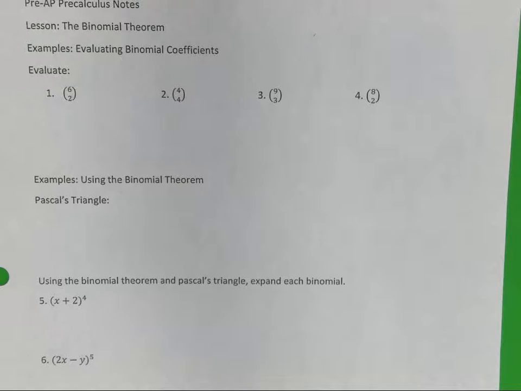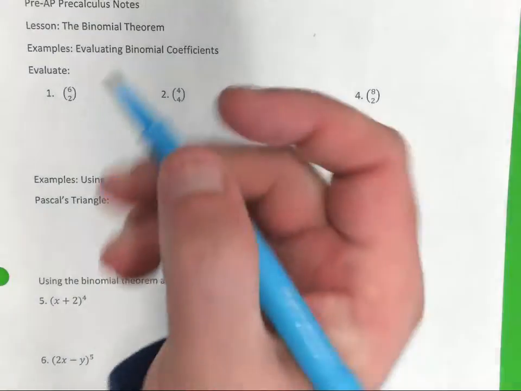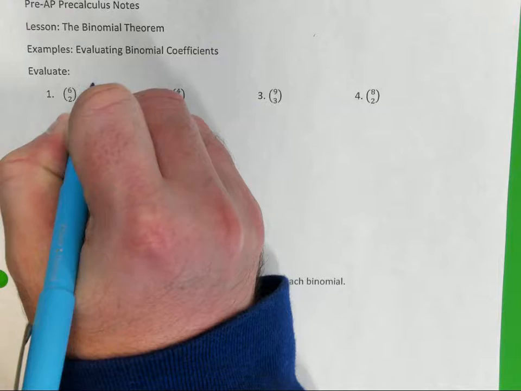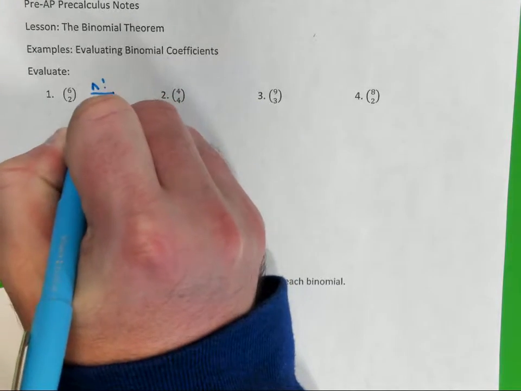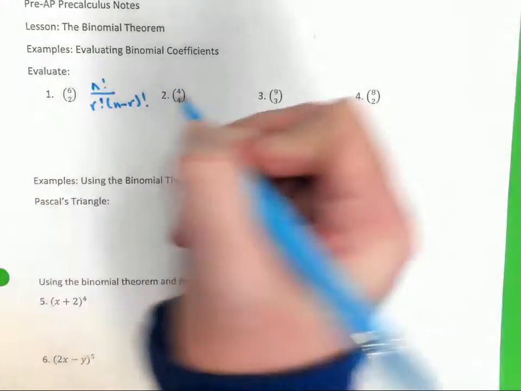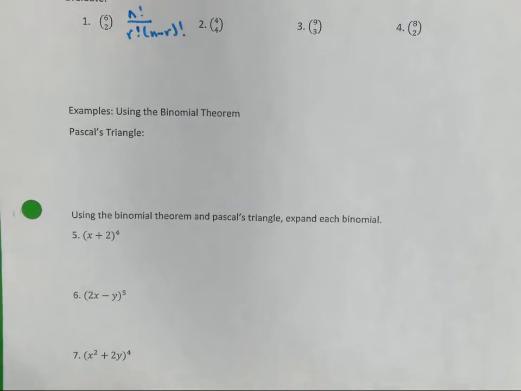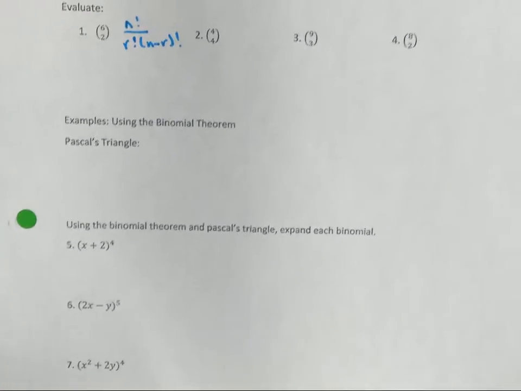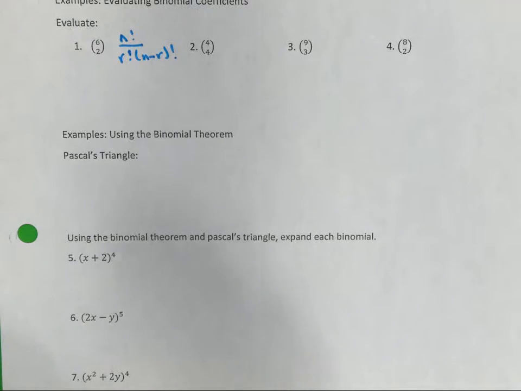Binomial coefficients. If you see something like 6 choose 2, they want you to evaluate this binomial coefficient. The formula for this, guys, is n factorial over r factorial times n minus r factorial. No, you don't write this on a note card, because I'm going to teach you an easy way to remember this.